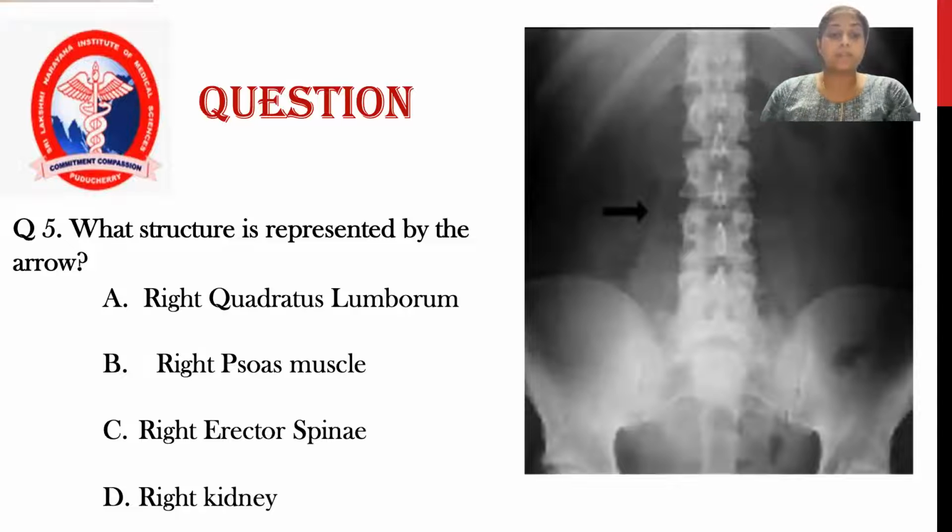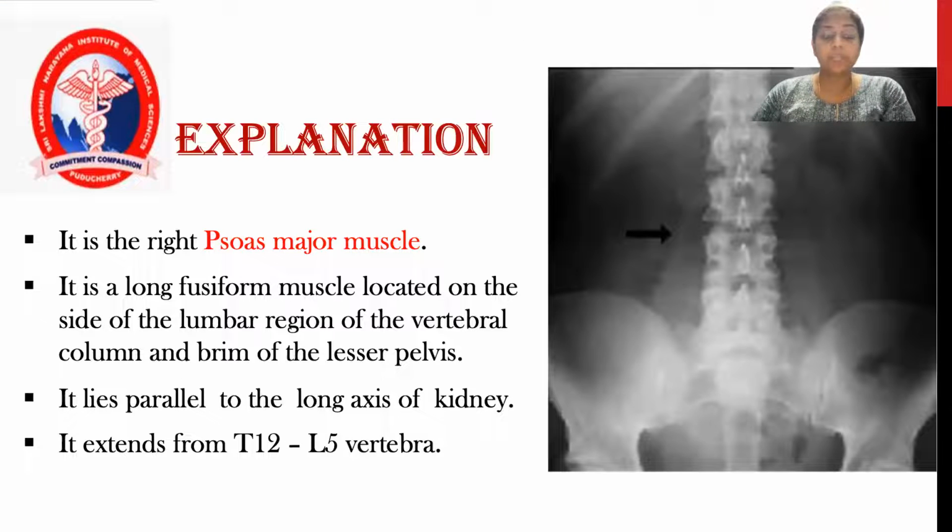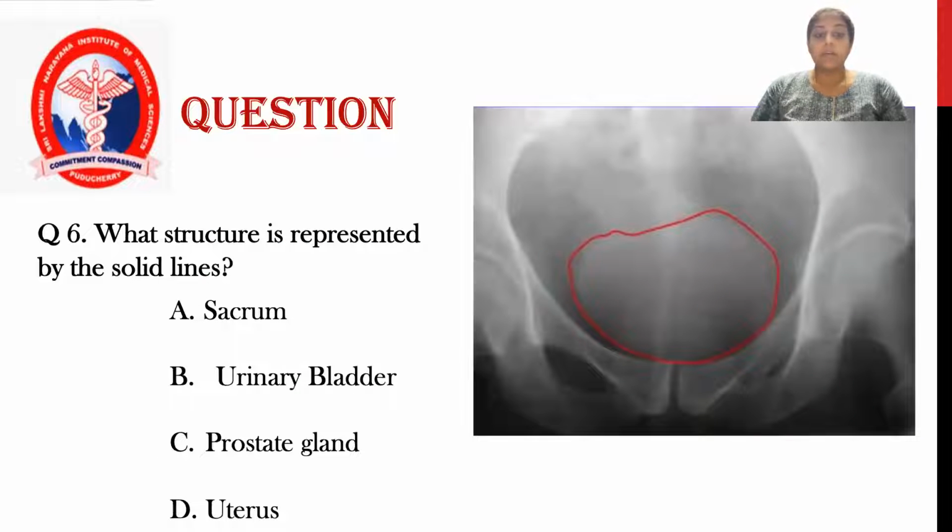What structure is represented by these arrows? As we've already seen in a few slides before, we had seen the kidneys which are parallel to the vertebra. There we had discussed the psoas muscle. Yes, this is an image of the right psoas muscle. It is a long fusiform muscle that is located on the side of the lumbar region of the vertebral column and brim of the lesser pelvis. It lies parallel to the long axis of the kidneys. It extends from the T12 to L5 vertebral levels.